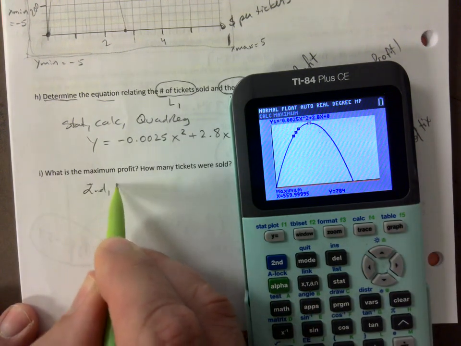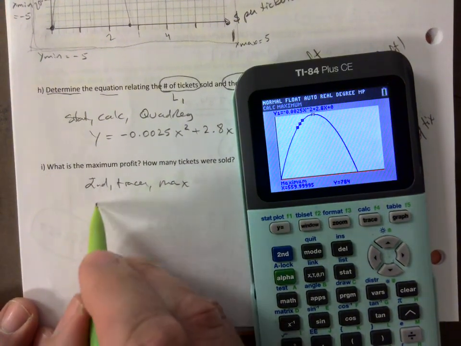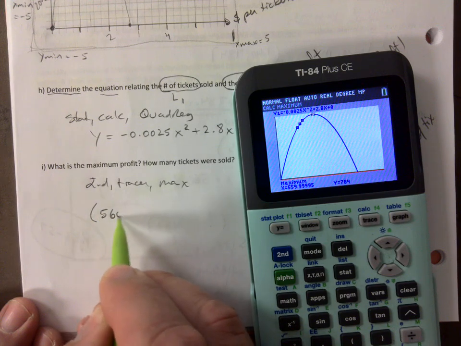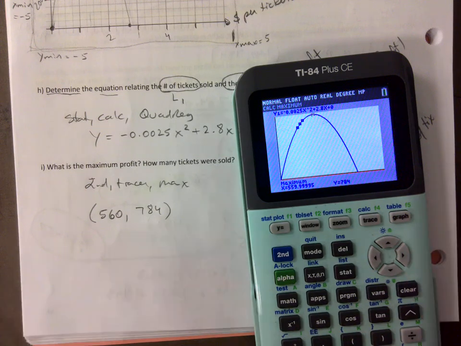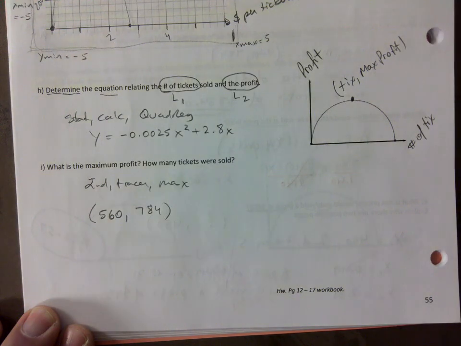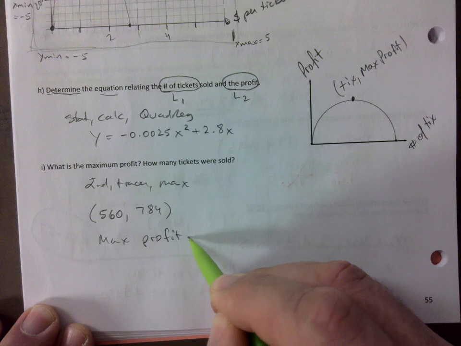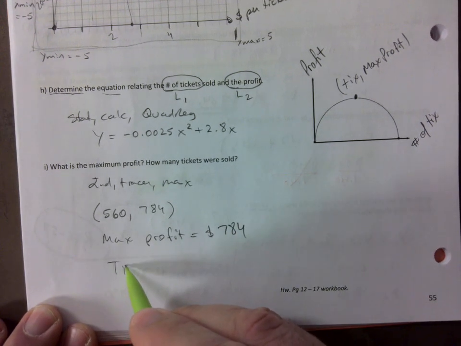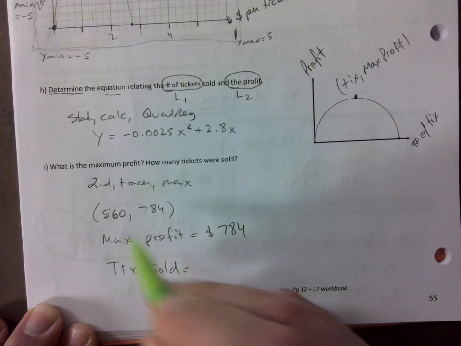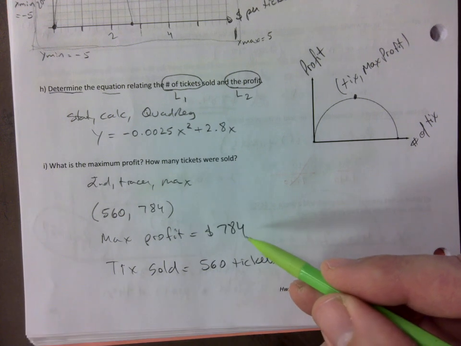So second trace max, right? Because I'm going to use that to find it. I get 560 really if you round that. Don't round it to a whole number unless it actually rounds to a whole number. In this case it did. Okay. So max profit is 784. Tickets sold. You would have to sell 560 tickets to get that high profit of 784.